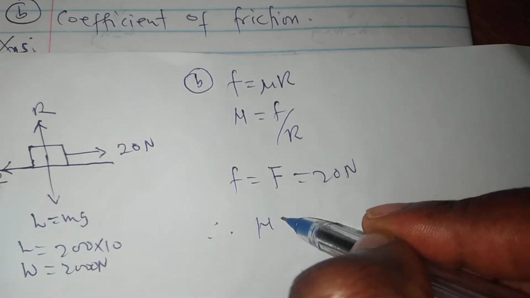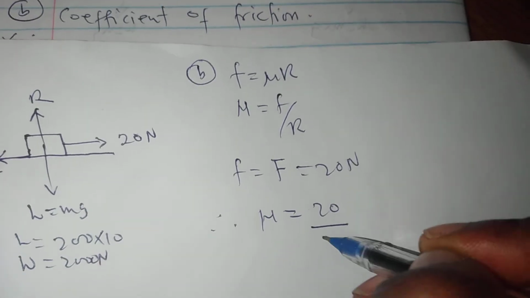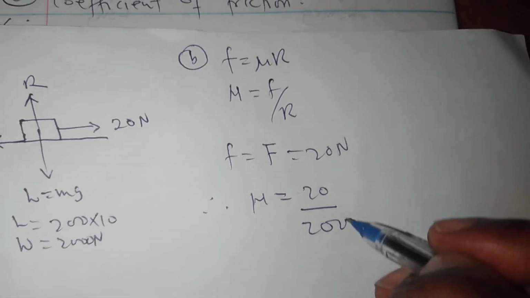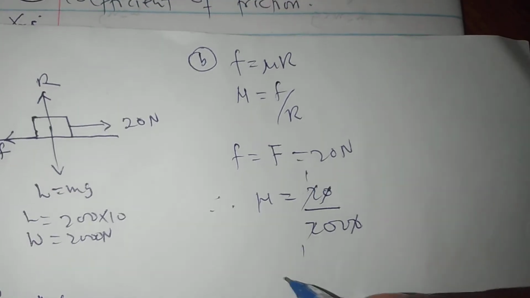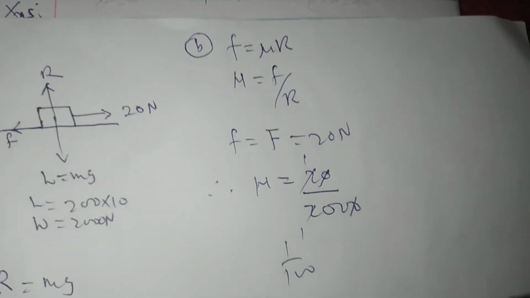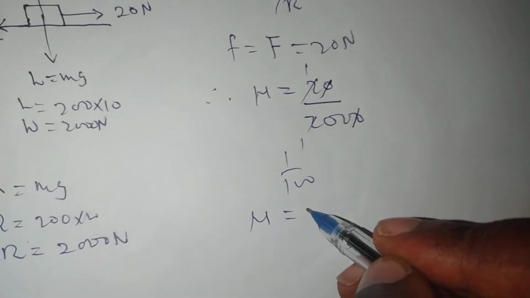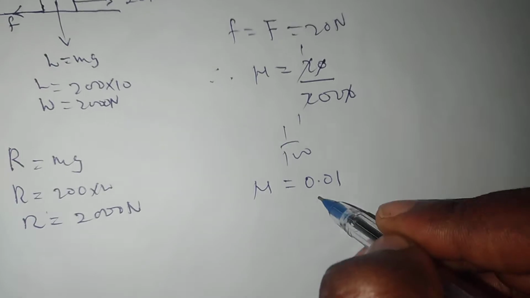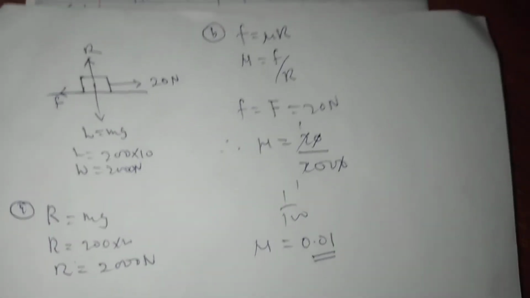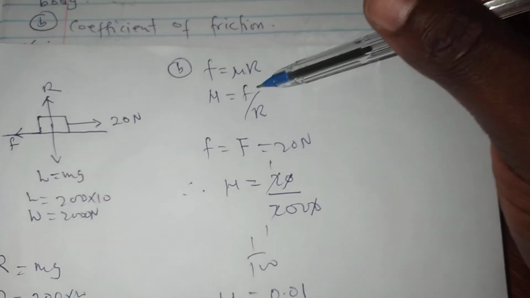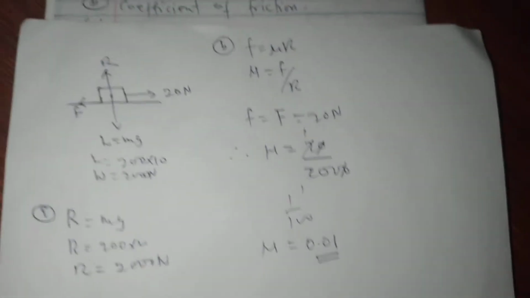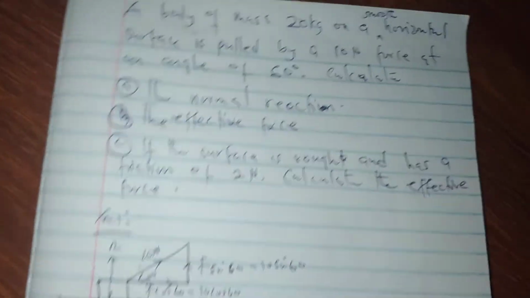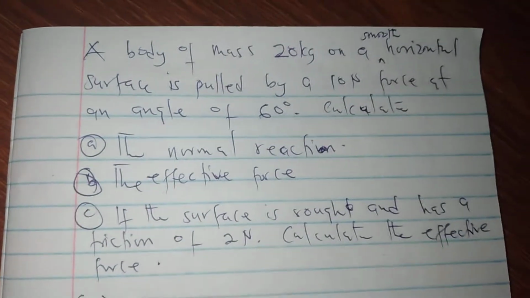Therefore, the coefficient of friction is going to be 20 all over 2000. You have a 0 cancelling another 0 here, this goes here 1, this goes here 1. So you have 1 over 100. So the coefficient of friction becomes 0.01. And remember, it has no unit, since the friction is in Newton and the normal reaction is also a force, which is in what? Newton.